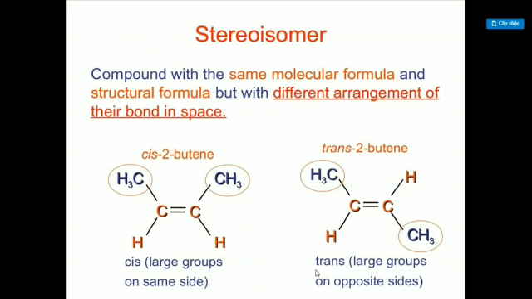Stereoisomer: compound with the same molecular formula and structural formula but with the different arrangement of their bond in space, that is called stereoisomer.